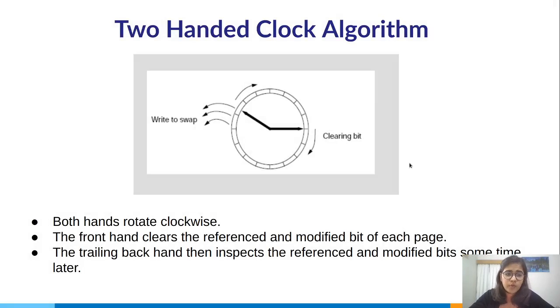In this diagram, you can see both hands rotate clockwise. The front hand clears the referenced bits and modified bits of each page, whereas the trailing back hand then inspects the referenced and modified bits some time later. So in this way, demand paging is implemented.